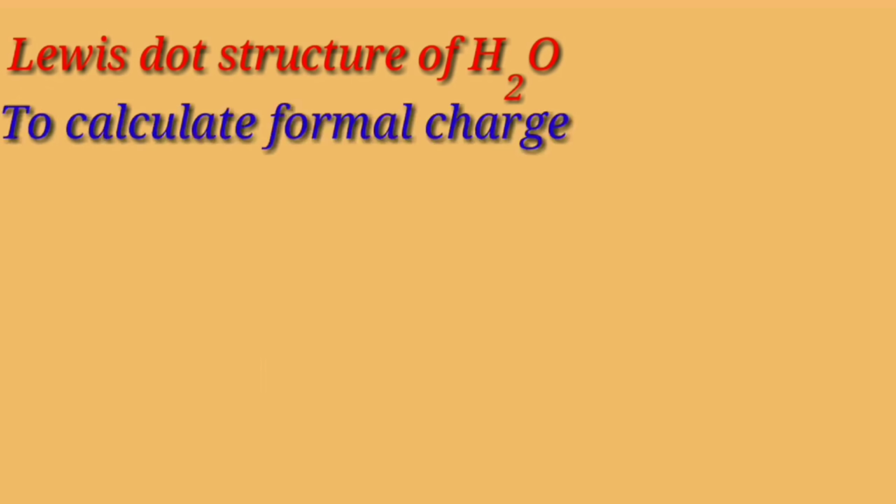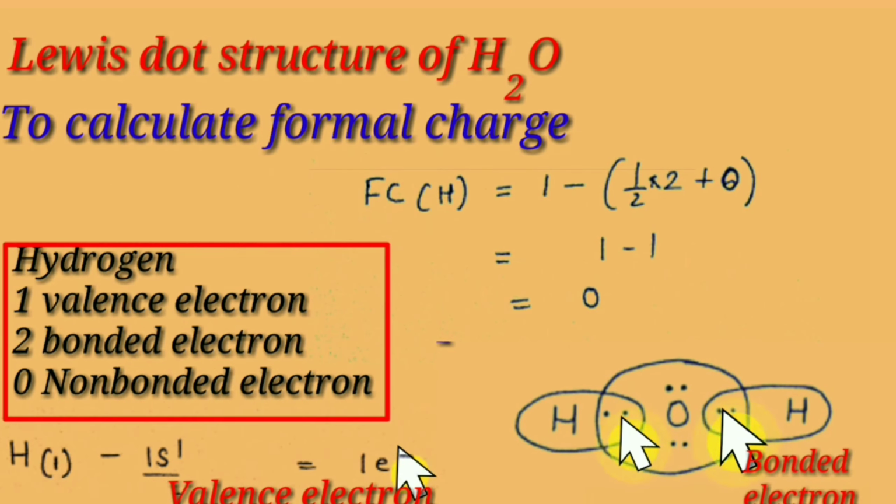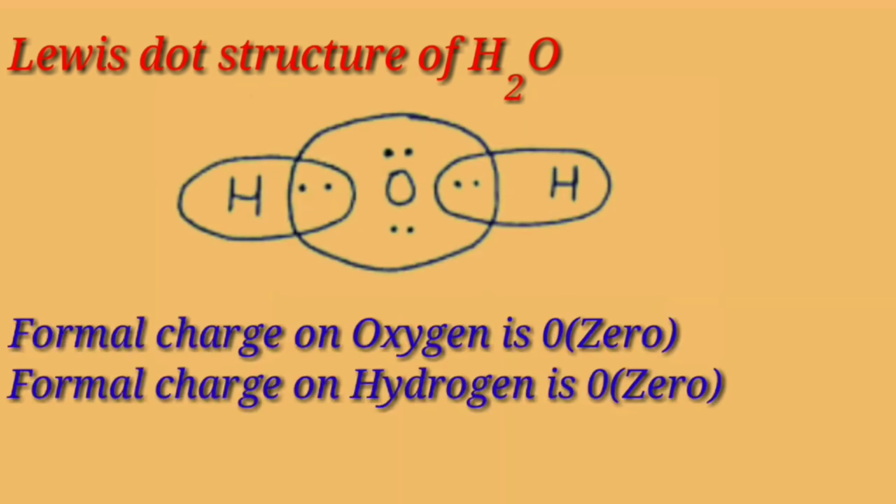And finally, we need to calculate formal charge. So on substituting the values, the formal charge of oxygen comes to 0. And on further substituting the values for hydrogen, we get the formal charge of hydrogen as 0. So we can say that the water molecule has a stable structure.